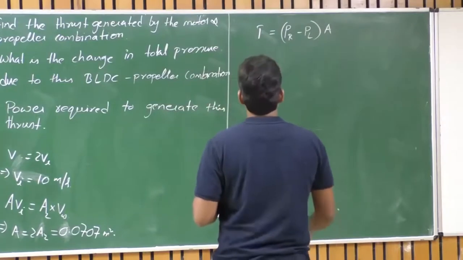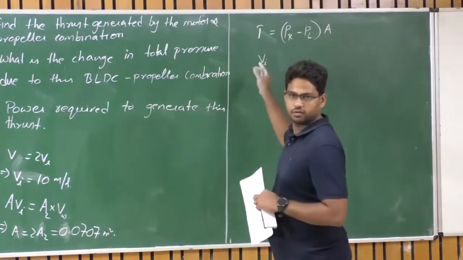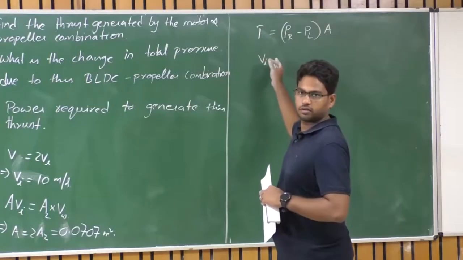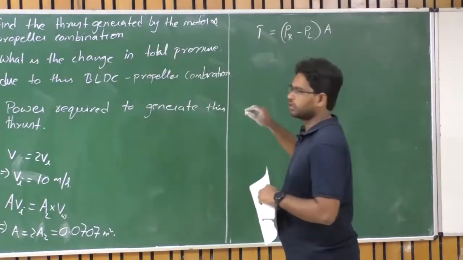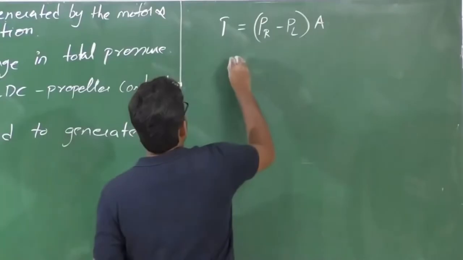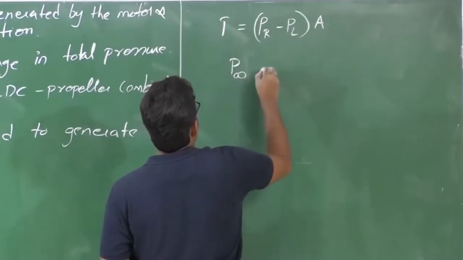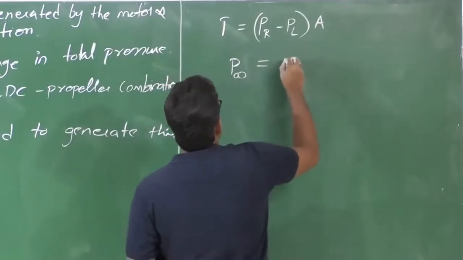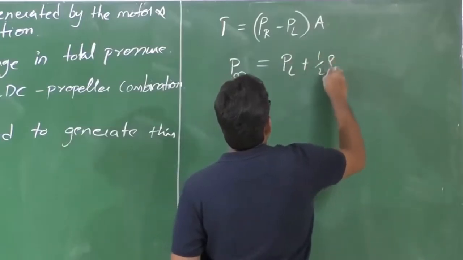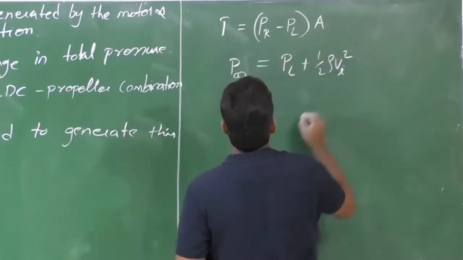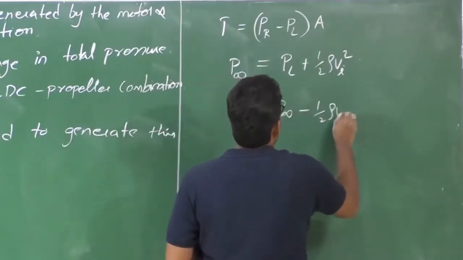So you can do it this way, or since you know what V1 is, you can use the thrust formula, but I am not doing that. You better do this. Far ahead of this disc, the atmospheric pressure P infinity is equal to P L plus half rho V1 square, isn't it? So P L is equal to P infinity minus half rho V1 square.